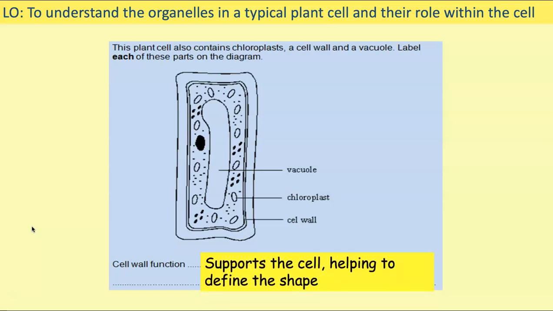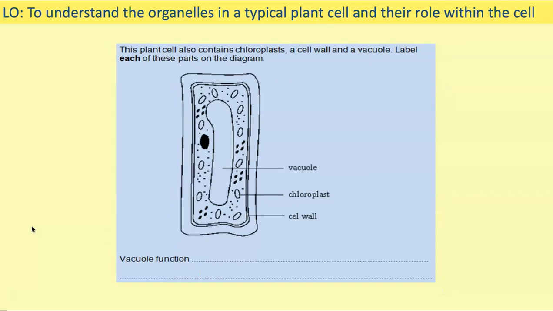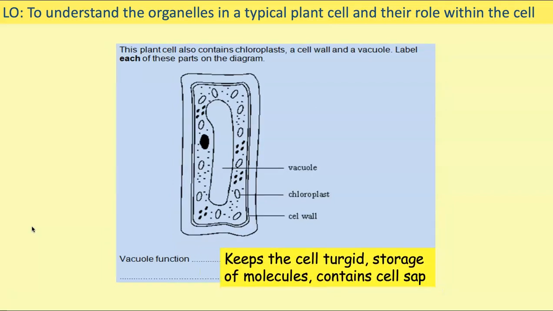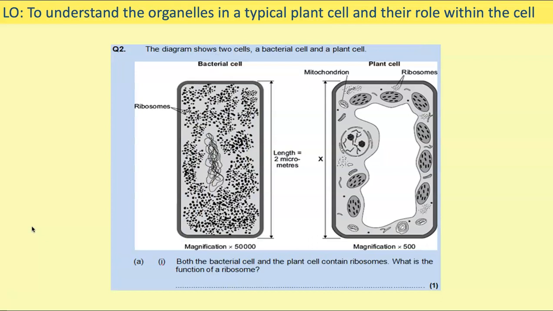Question 2. The cell wall function is that it supports the cell and helps to define the shape of the cell. Question 3, the vacuole function is that it keeps the cell turgid. It's also used for the storage of molecules and it contains cell sap. Question 4. Both bacterial cell and plant cells contain ribosomes. What is the function of a ribosome? It makes proteins or synthesizes proteins.